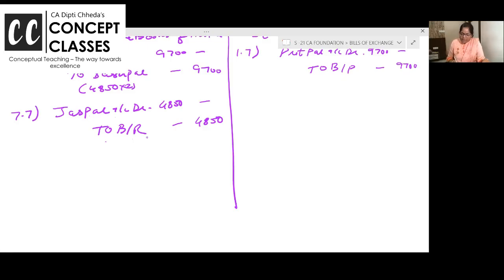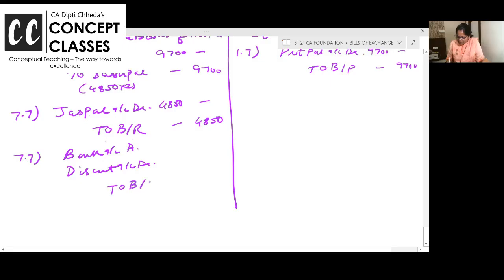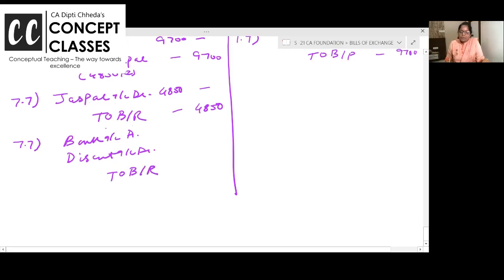And on the same date, he discounted another bill. दूसरा बिल डिस्काउंट कर लिया बैंक में. बैंक अकाउंट डेबिट, डिस्काउंट अकाउंट डेबिट टू बिल्स रिसीवेबल. On the same day, he discounted another bill with his bank and received net proceeds of 4675. Super. No need to bother कि कितना rate of discount, directly amount ही दे दिया है. 4850 minus 4675, 175.